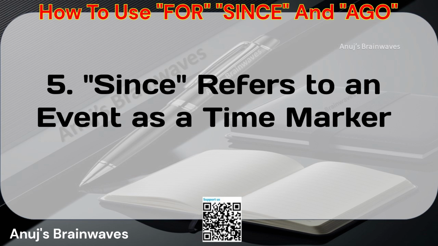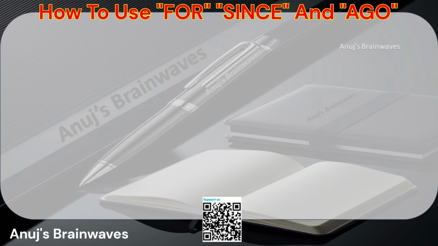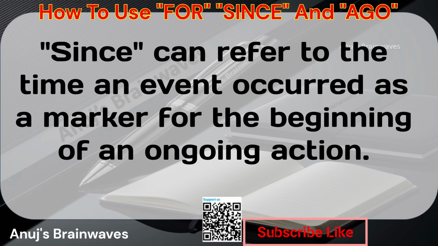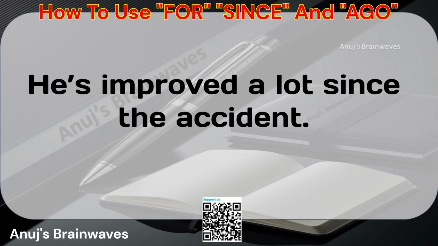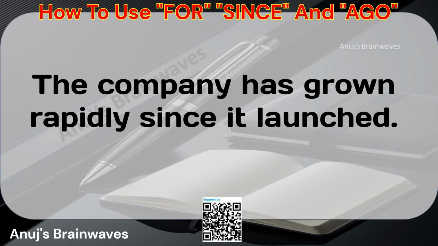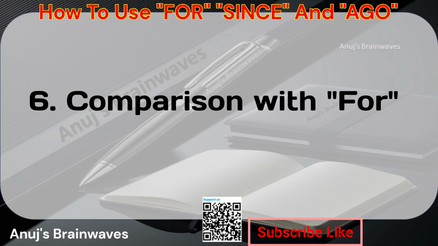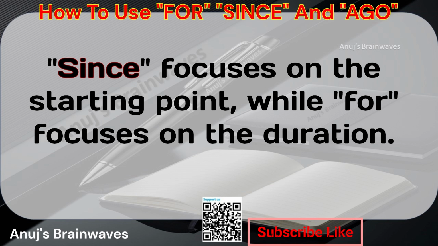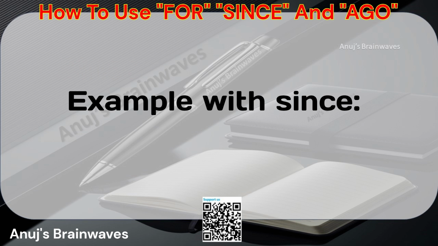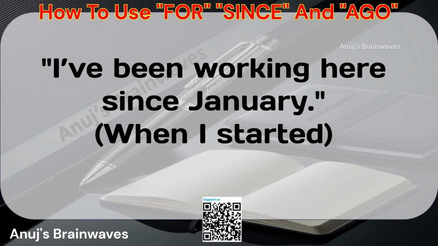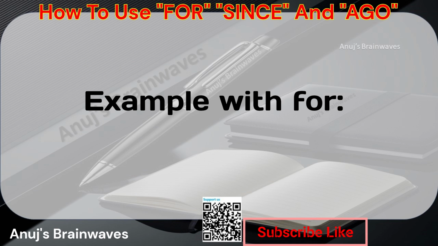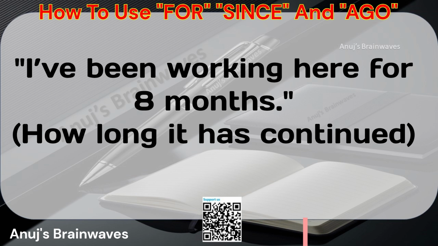5. Since refers to an event as a time marker. Since can refer to the time an event occurred as a marker for the beginning of an ongoing action. Examples. He's improved a lot since the accident. The company has grown rapidly since it launched. 6. Comparison with for. Since focuses on the starting point, while for focuses on the duration. Example with since. I've been working here since January, when I started. Example with for. I've been working here for 8 months. How long it has continued.